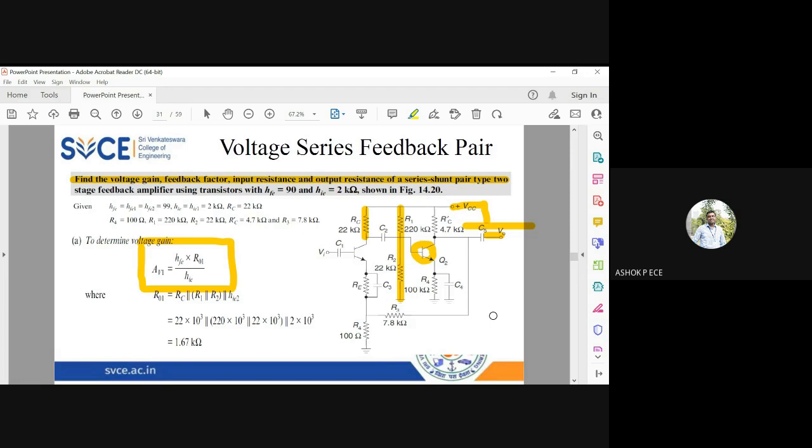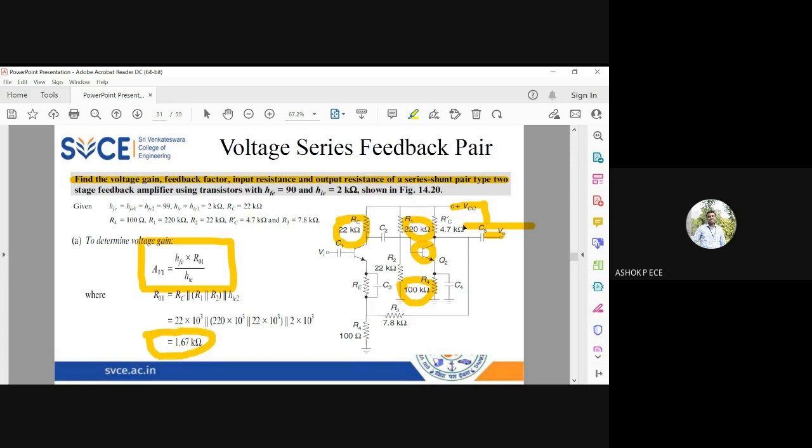So RC is 22K. See here, in the first transistor, RC is 22K, parallel to 220K, parallel to 100K, parallel to HIE. HIE is 2K. So 22 parallel to 220, parallel to 22, parallel to 2. So definitely the value will be lesser than the least. So R01 is 1.67 kilo ohms.